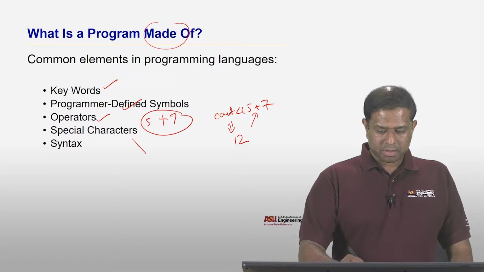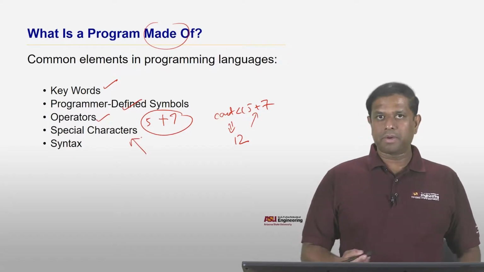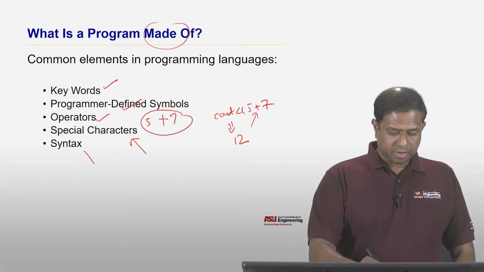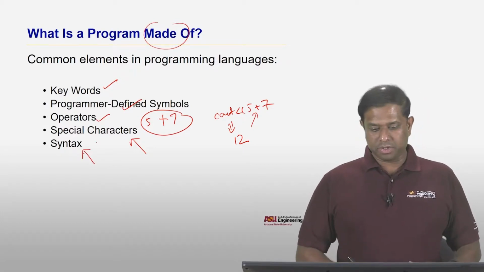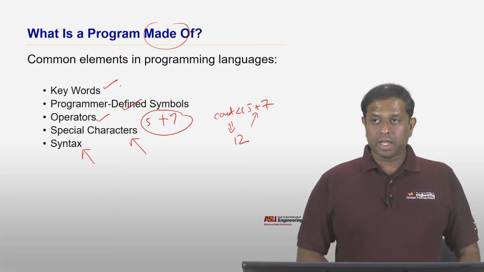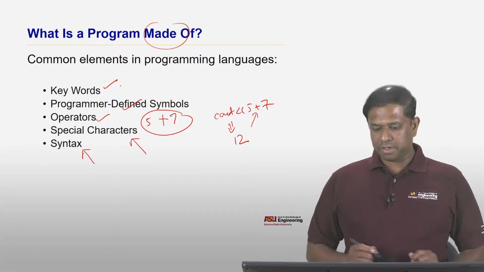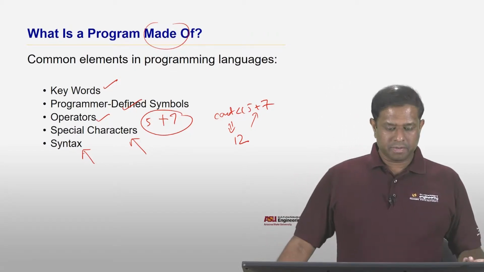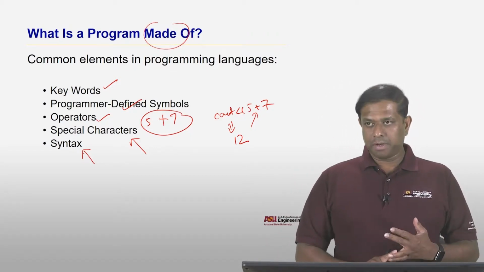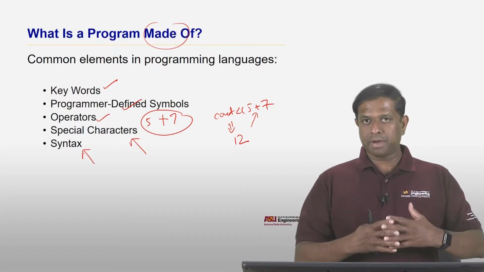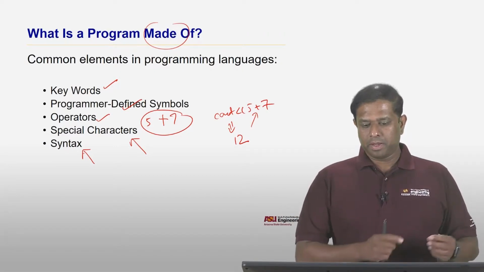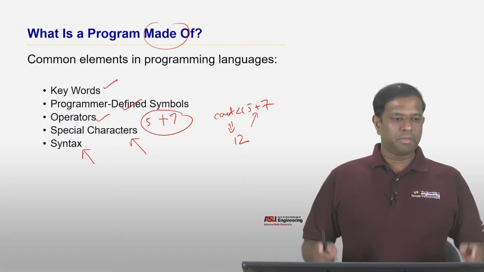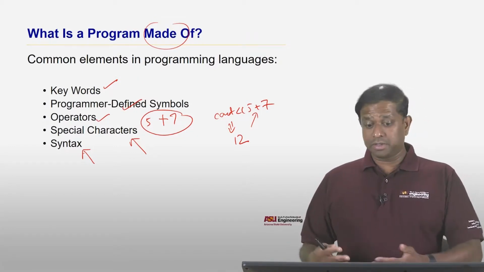Likewise, there are special characters in the programming language that we can use to construct a program, and of course it needs to follow syntax rules, right? So these are the basic common elements of a programming language. We can think about this as a natural language like English, for example. In English, we have the alphabet, and using the alphabet we can construct words. By combining words, we can create sentences. By combining sentences, we can create paragraphs, and so on and so forth, right?